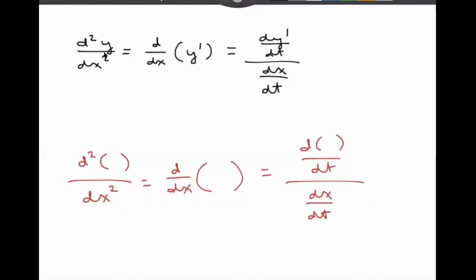All right, so what I've done up here is I've written the second derivative of y with respect to x is equal to the derivative of y prime with respect to x. So using that same sort of chain rule idea, which is down here, the derivative of something with respect to x is equal to the derivative of something with respect to t divided by dx dt. By putting y prime in that blank, you get the derivative of y prime with respect to t divided by dx dt. All right, so hopefully that helps.